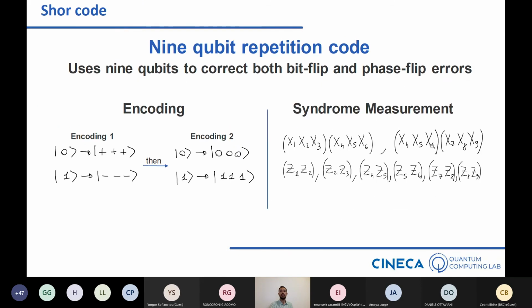And by looking at the result of the measurement of the ancillary qubit, where there has been a control unitary associated to one of these syndrome measurements, you can detect both the phase flip and the bit flip, and where the error was located, in which qubit the error was located. I think, yeah, that's it for the error correction part.